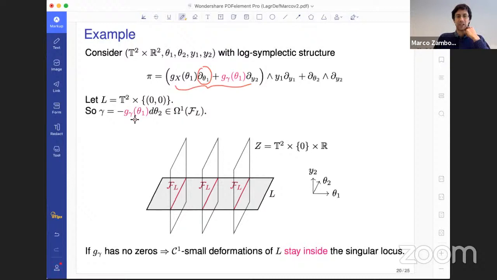So the previous statements were saying essentially that whether I can push L out of the singular locus or not depends on the vertical component of the modular vector field, which is this one. And so the conclusion is that if the coefficient here has no zeros, then I cannot push L out of the singular locus. This picture is a bit deceiving because here I'm just drawing the singular locus Z. To draw a picture of the whole log-symplectic manifold, you have to take this and cross with R. So think of R as coming out of the screen. So this statement is about whether you can push L out of the screen or not.